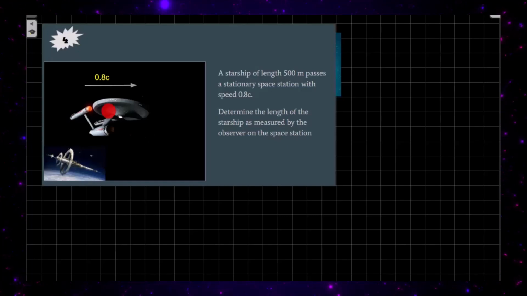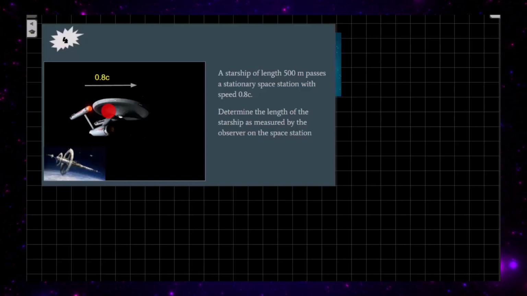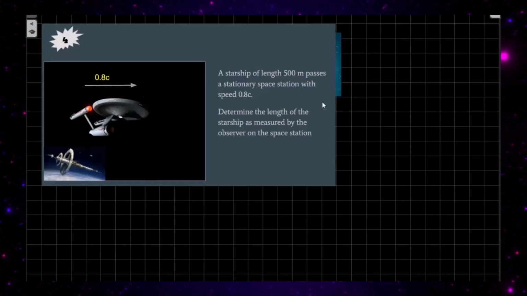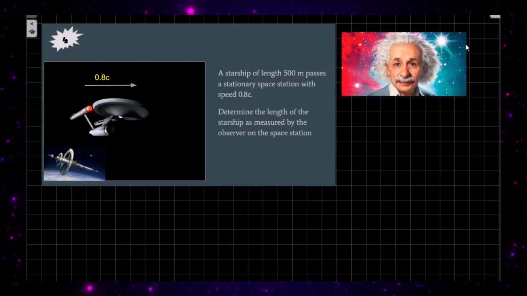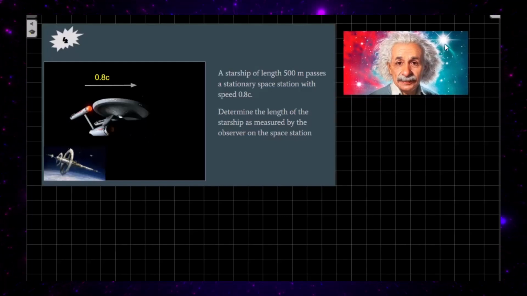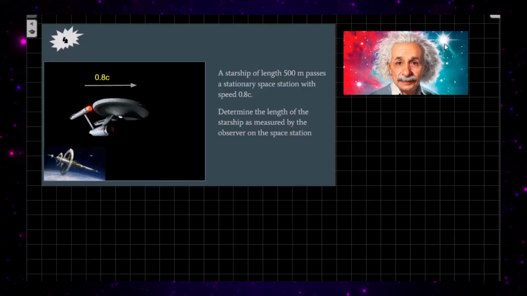Now, once objects start moving at fractions of the speed of light, then we have to use Einstein's special theory of relativity. Einstein was the man who totally redesigned space and time in order to keep the speed of light constant in no matter which reference frame it was being measured. And because of that, these things happened.